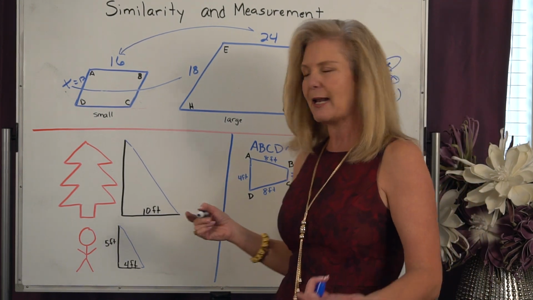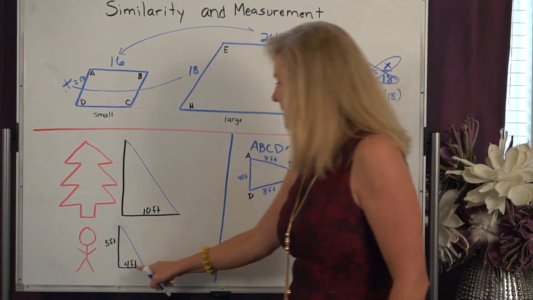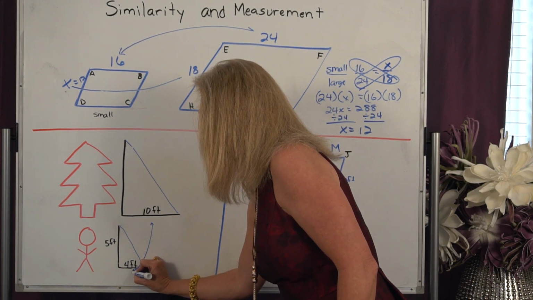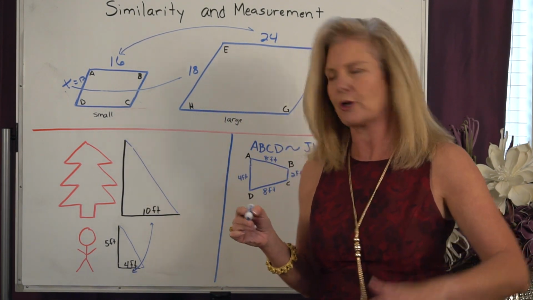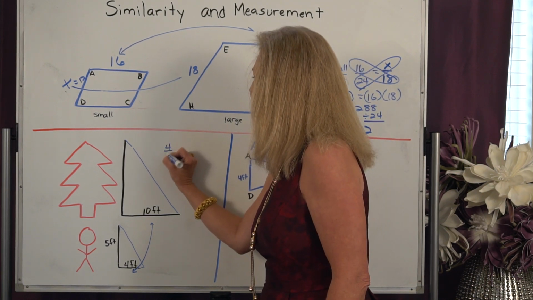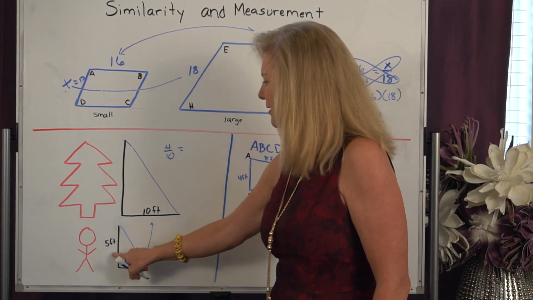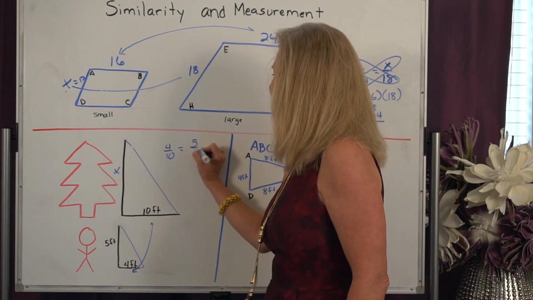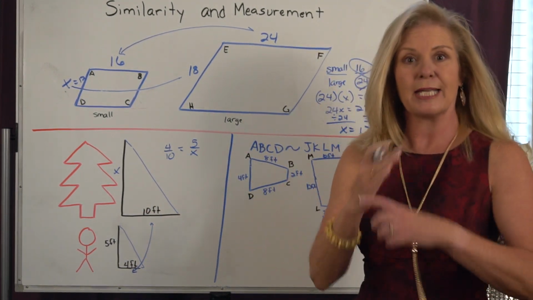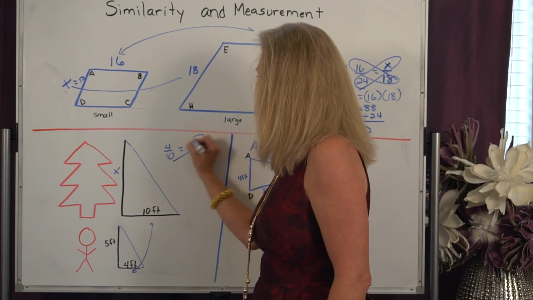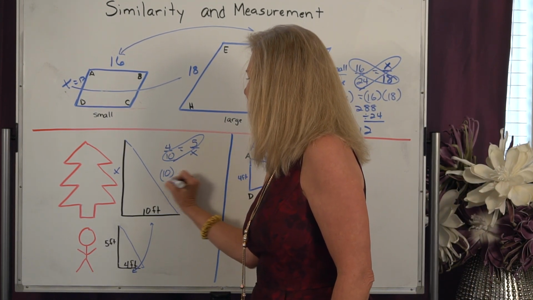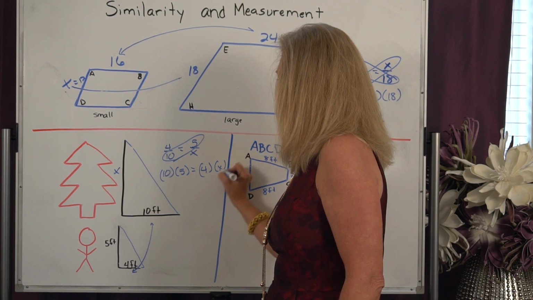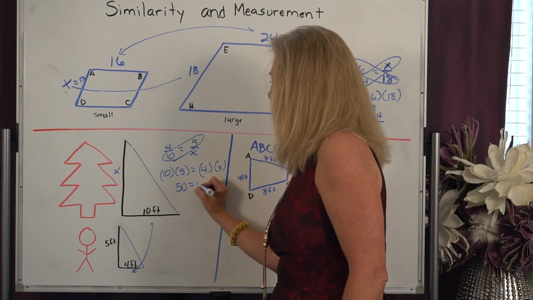Which means I know the angle measurements have to be the same, but my side lengths are different. So when I go to set up my proportion, I'm going to take two side lengths that I know, and again, I'm going to keep the smaller figure on top, the larger on bottom, and I'm going to say 4 is to 10, as 5 is to x. So again, let's use cross products. So I get 10 times 5 equals 4 times x. So I get 50 equals 4x.